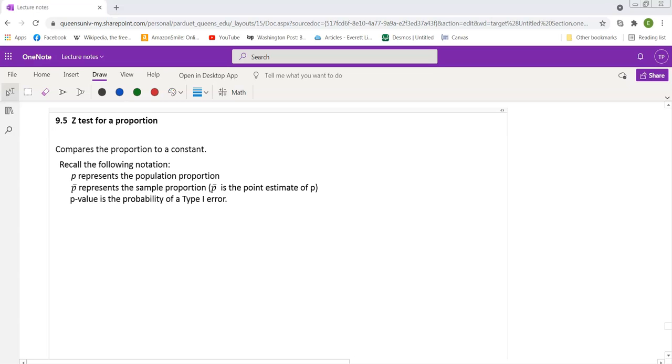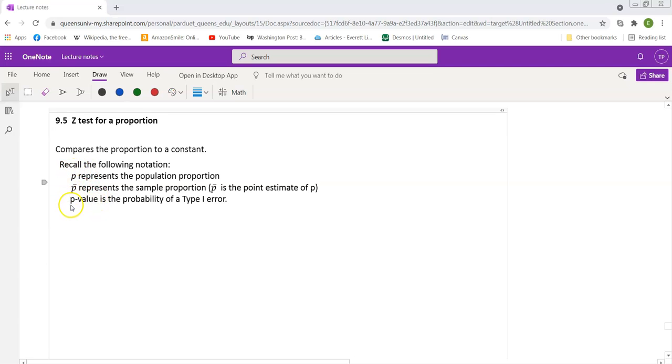Just to remind you of a little bit of notation, P, just P by itself, represents the population proportion. This is the thing we're trying to generalize about or infer to. A P with a bar over it, P bar, is the sample proportion, which is our best estimate, our point estimate for the population proportion. And these are the two things that are going to be the most important for us today.